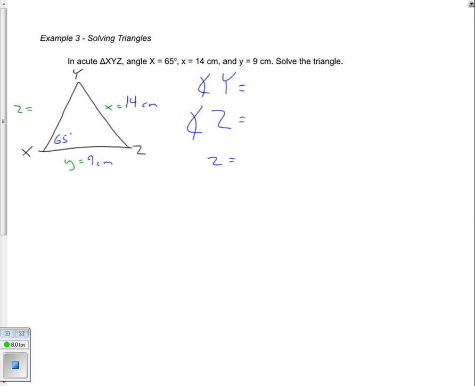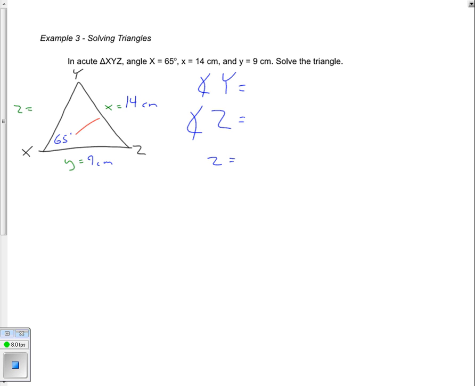So first thing I need to know is that I can use the sine law. And I can use the sine law because I actually have an angle side length pairing. Without that angle side length pairing, I could not use the sine law, but I do have it, so sine law is fair game.